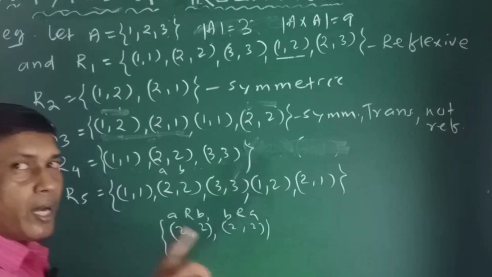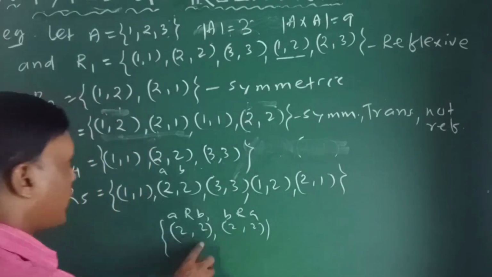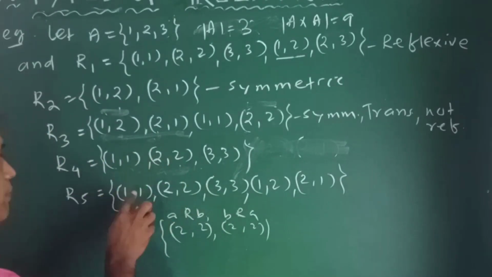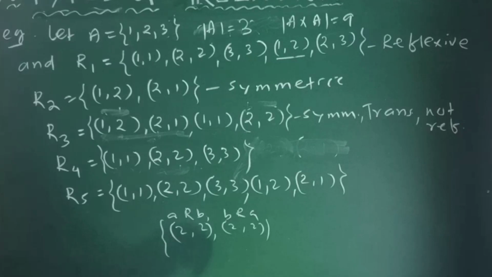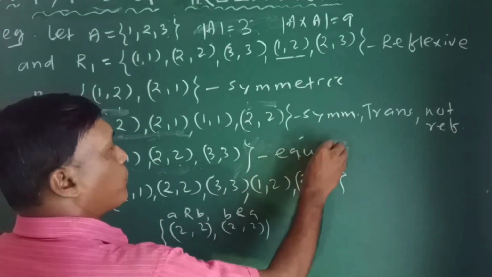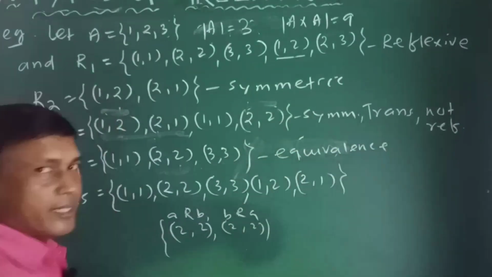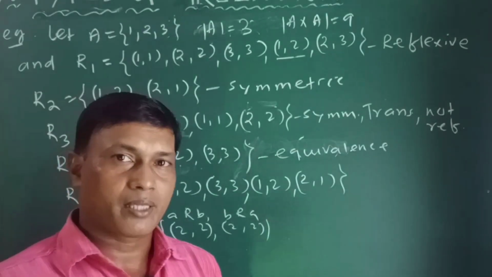So (2,2). So these are the two elements. One element can't be repeated in a set. So we can write (2,2). So this is reflexive, symmetric and transitive. So this is an example of an equivalence relation. Equivalence means reflexive, symmetric and transitive.